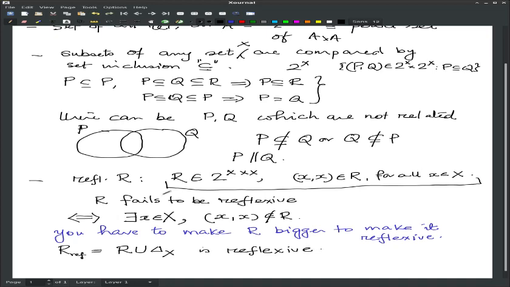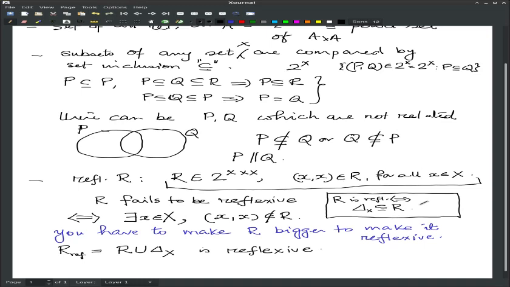Okay, and that is where... actually we also observe that R is reflexive if and only if it contains the diagonal. Okay? So you see, you have to make it bigger, you cannot make it smaller. So now you see, if a relation is reflexive, then any relation which is larger than it is also reflexive.